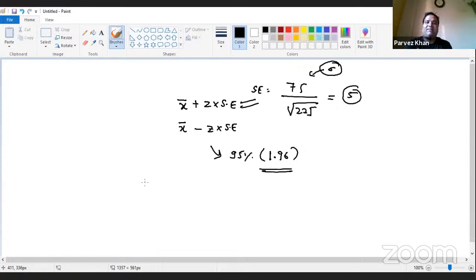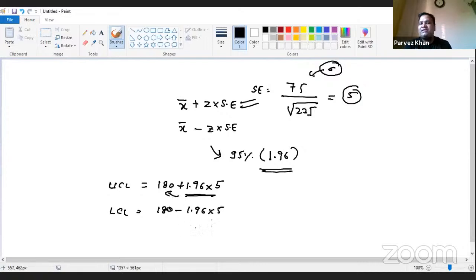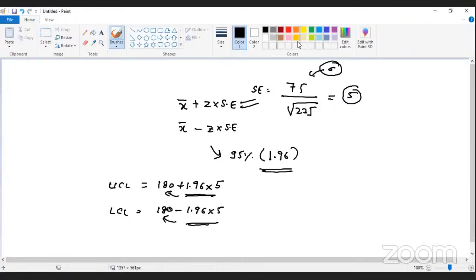Okay. Then X bar, they have said 180, right? So 180 you put, Z you can put 1.96 and standard error is 5. Lower confidence limit means 180 minus 1.96 into 5. And remember always the BODMAS rule. First multiply, then add. First multiply, then subtract. Clear now? Clear, sir. Thank you, sir.